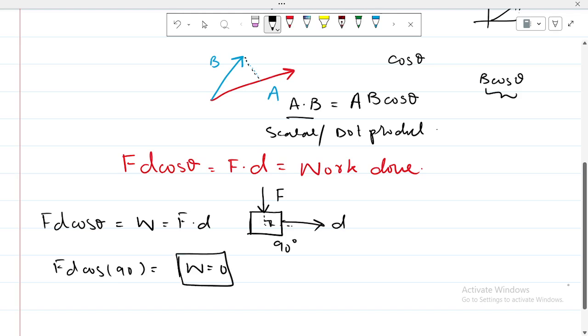So that really proves it mathematically as well कि अगर हमें बॉक्स को इन डायरेक्शन ऑफ डी मूव करना है और हम उसके म्यूचुअली perpendicular फोर्स लगा रहे होंगे where force is not aligned with the direction of displacement at all, then we are going to have zero work done. We can't move this box at all.